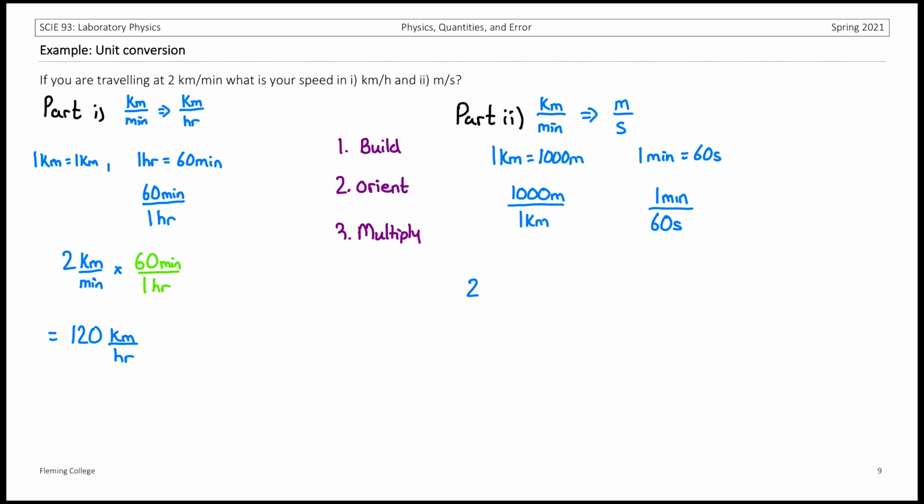In the multiply stage, we see here that now we have more than one unit factor, but we can multiply both of these unit factors at the same time. So this becomes 2 kilometers per minute times 1,000 meters for every 1 kilometer times 1 minute for every 60 seconds. And we go to our calculator and we enter this in our calculator. So this goes in as 2 times 1,000. And then because 60 is in the denominator, the way we work with fractions, that becomes divide by 60.